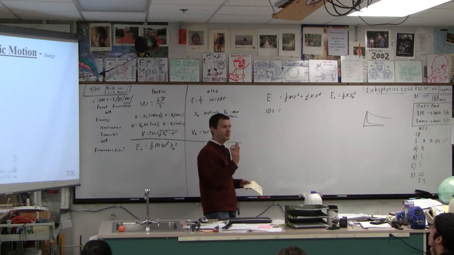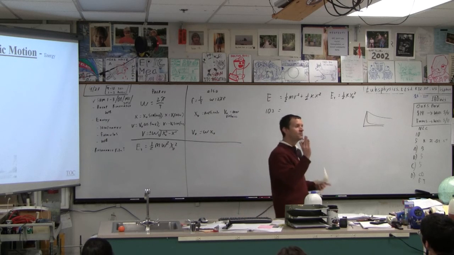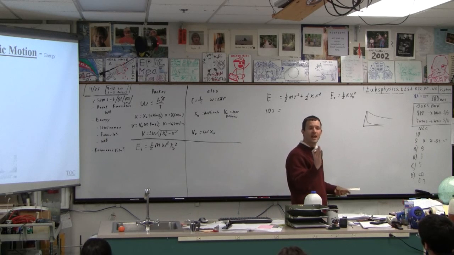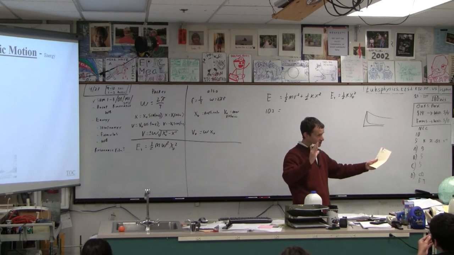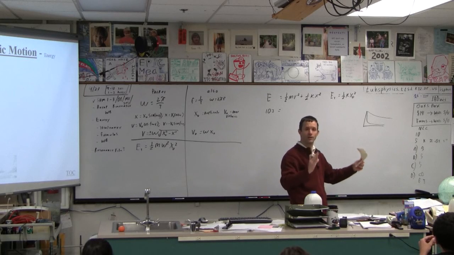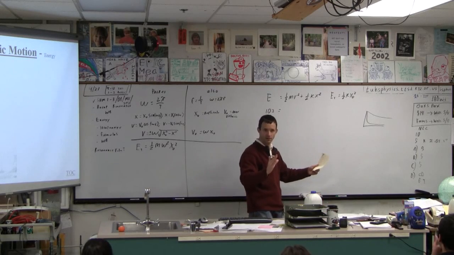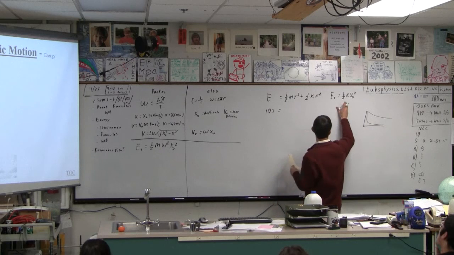There's no kinetic energy at the edge. Why is that? It's not moving at the edge, because if it was moving, it'd not be at the edge. It'd be on its way there or on its way back from the edge, correct? So at the edge, when it's at amplitude, it's not moving, it has no kinetic energy, all the energy is potential energy, correct? And so this is the total energy.